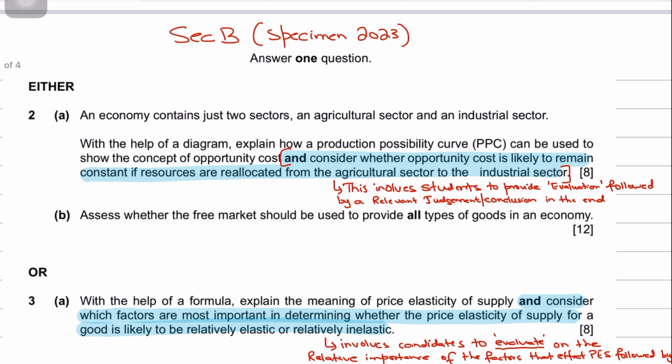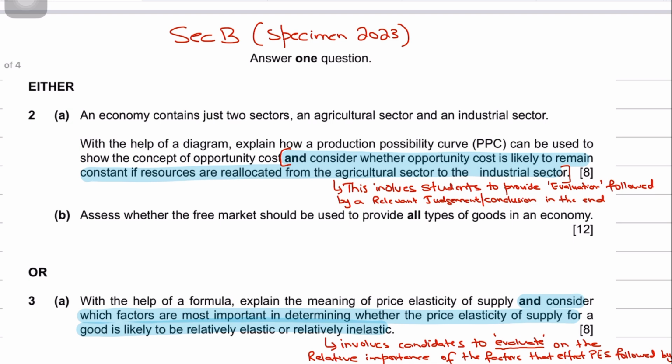So as far as the knowledge and understanding part is concerned, you talk about what the PPC is, and it shows opportunity cost. Maybe explain opportunity cost, and also you talk that opportunity cost could be increasing, decreasing, or constant in a PPC. And then as far as the analysis is concerned, remember that you need to identify the narrative.